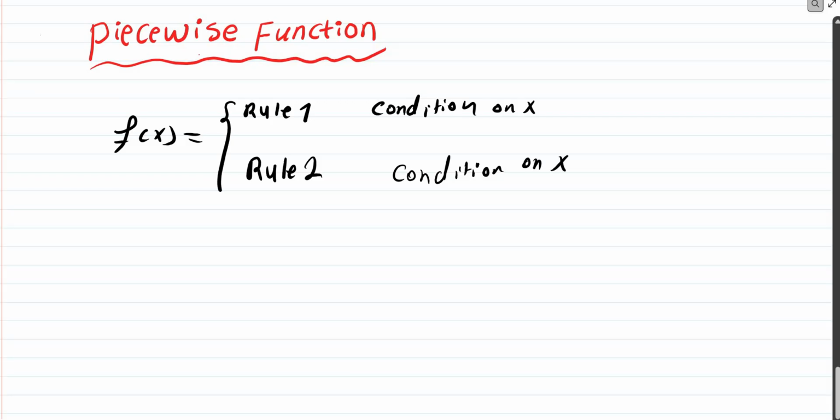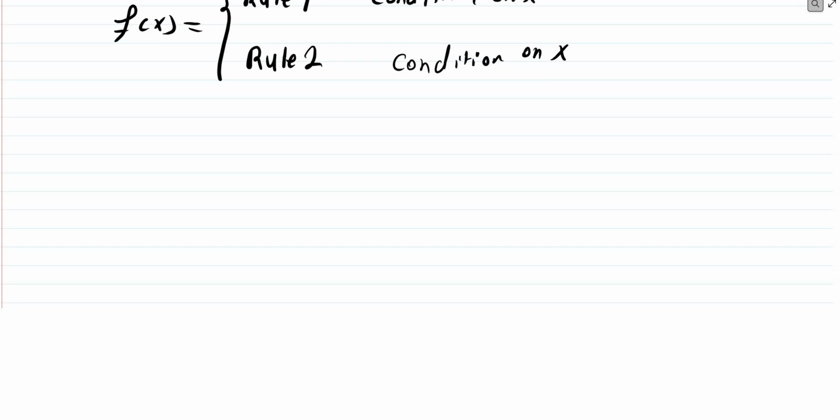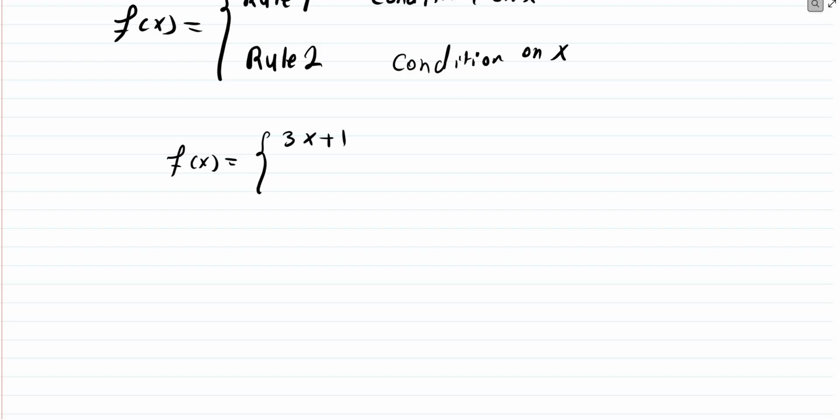For example, f of x equals, we can have two different rules. As an example, we can say 3x plus 1 when x is greater than or equal to 0. And f of x can be another rule, x to the power 2 when x is less than 0. Note that the first rule has a condition, and the second rule also has another condition. For this type of function we call them piecewise functions.